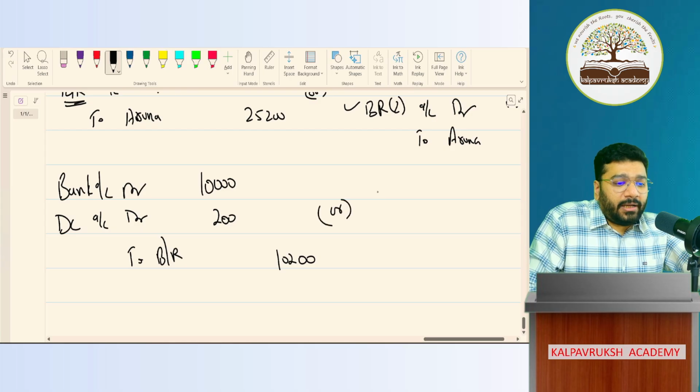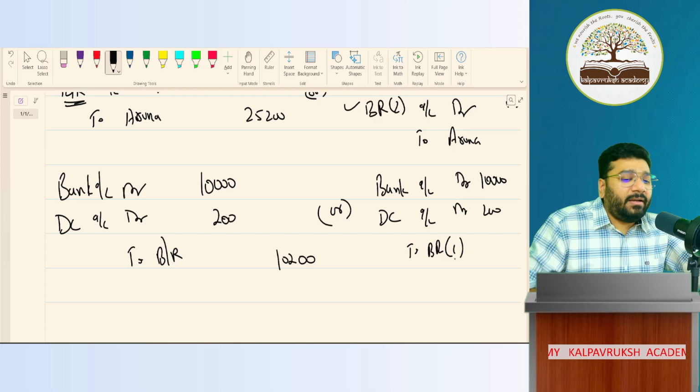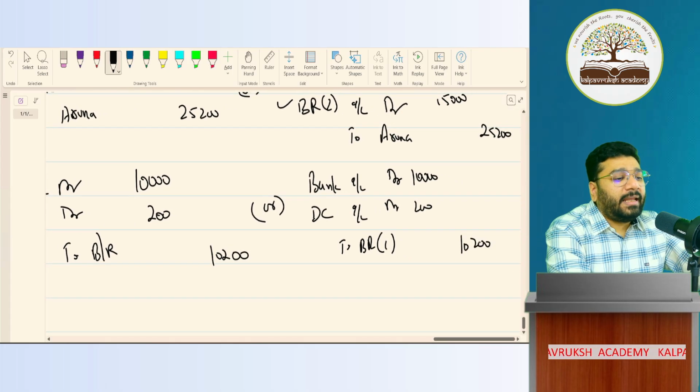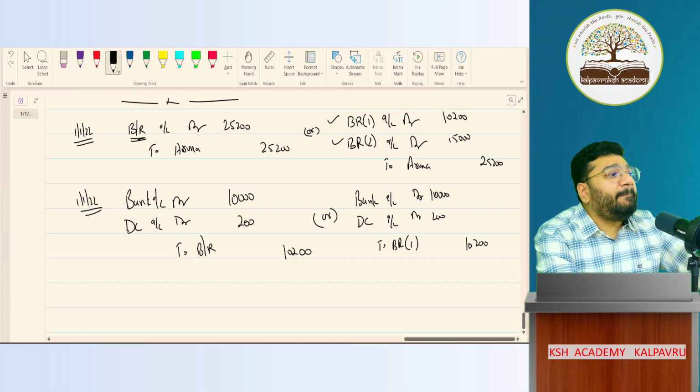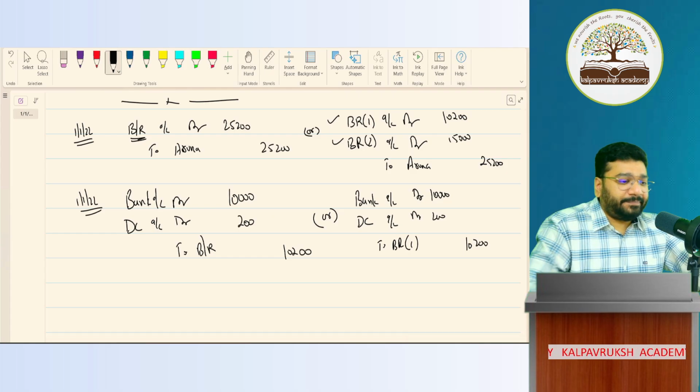Put R on this side. Bank account debit 10,000. Discounting charges account debit 200. To bills receivable, in bracket 1, 10,200. Can I ask you at this stage, what is the balance in the bills receivable ledger? 15,000 is the balance. Okay.